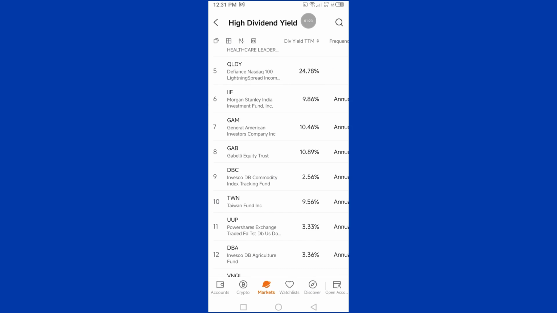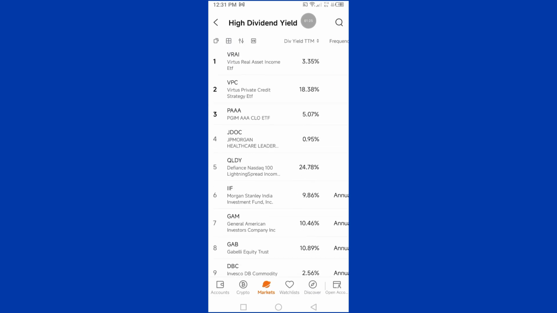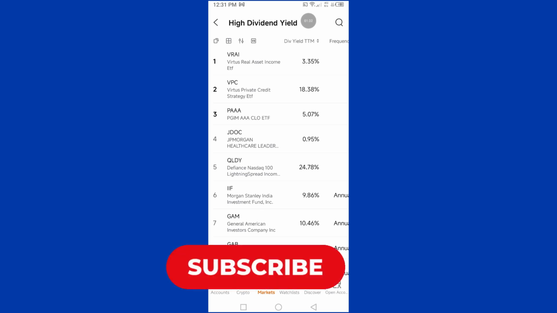In general, dividend investing focuses on income stability, yield consistency, reinvestment strategies, and balancing growth with reliable passive returns over time.